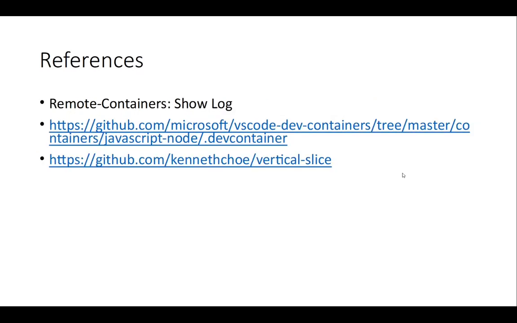The remote containers show log gives you a lot of information that I didn't explain here. If you're curious about the source code of the dev container, it's available on this link. And I have a sample repository that demonstrates how to get the benefit of dev environment as code using Node.js and .NET Core on my GitHub repository called Vertical Slice.